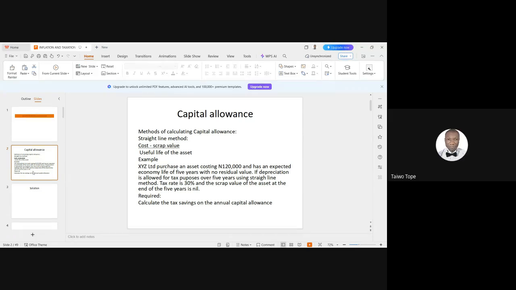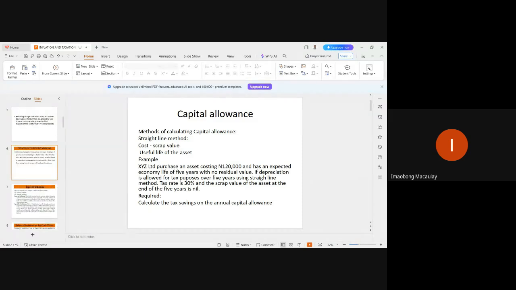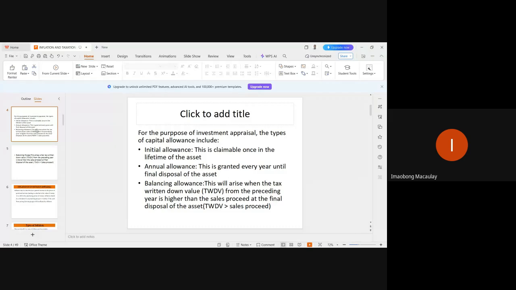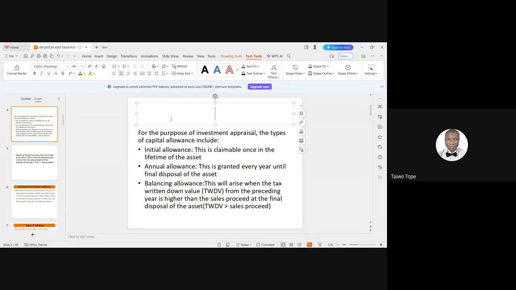All right. If possible, if not, let's continue. So this is what we just explained about the types of capital allowance. We talked about the initial allowance, that this is claimable once in the lifetime of the assets. We talked about annual allowance, that this is granted every year until final disposal of the assets.